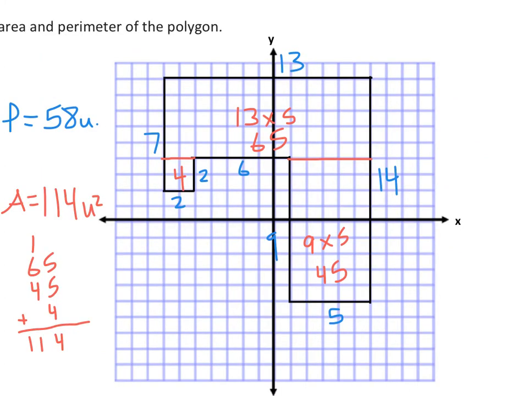For this problem, perimeter and area, perimeter is all the sides added, so I counted the sides, added them up, and got 58 units. For my area, I broke it here and here instead of making the whole rectangle and subtracting out the space I'd have to figure out. And so we have 4 plus 65 plus 45 shown down here, and I got 114 units squared.